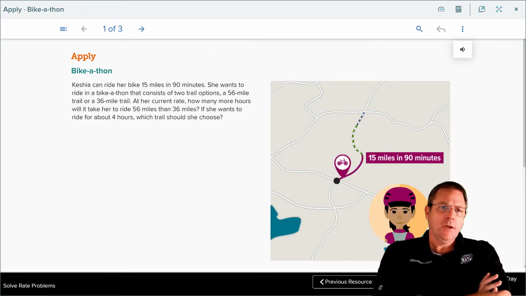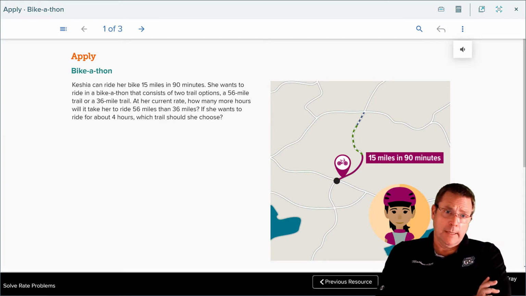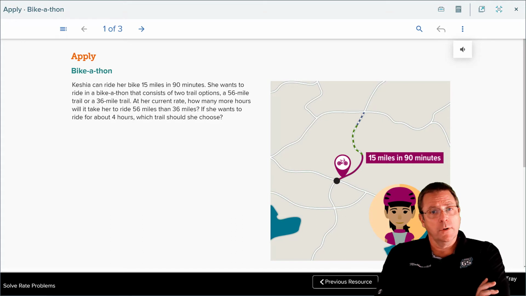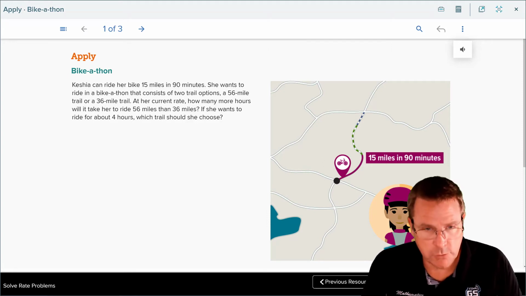Kashia can ride her bike 15 miles in 90 minutes. She wants to ride a bike-a-thon that consists of 2 open trail options, a 56-mile trail or a 36-mile trail. At her current rate of speed, how many more hours will it take her to ride the 56 miles than the 36 miles? If she chooses to ride for about 4 hours, which trail should she choose?